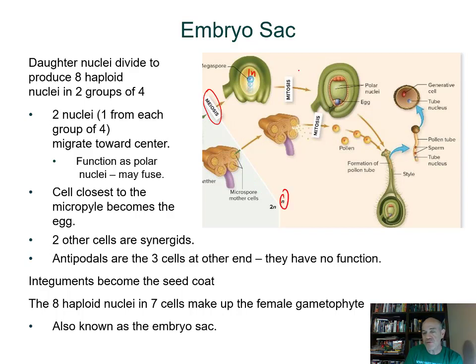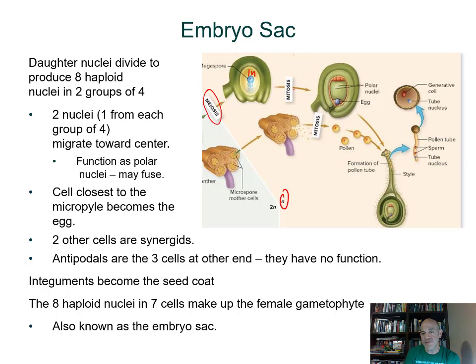That cell goes through 3 divisions. So this 1 cell is going to form 2 cells, and then those 2 cells divide, forming 4, and then 1 more division of all of those forms 8 cells.